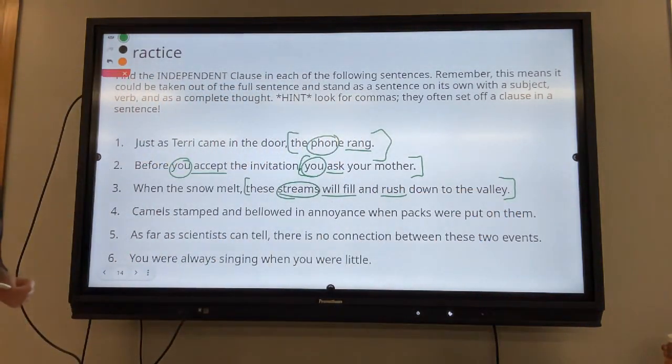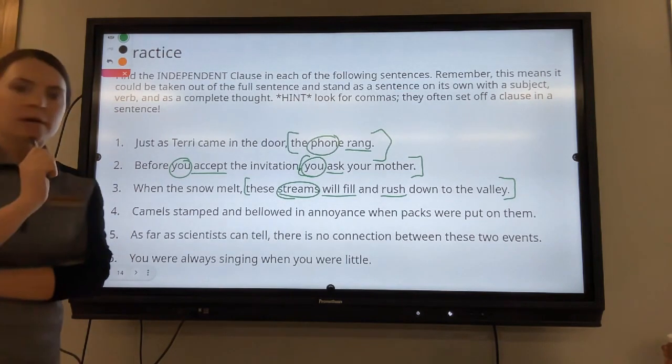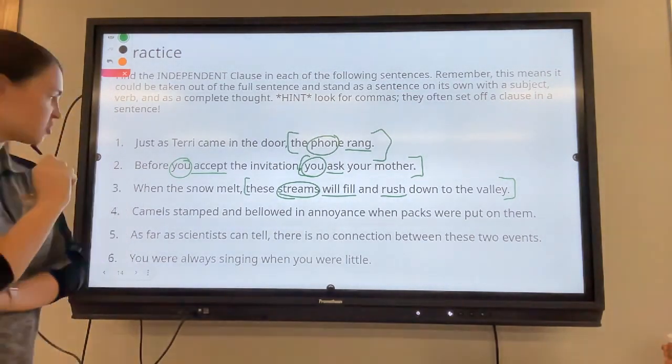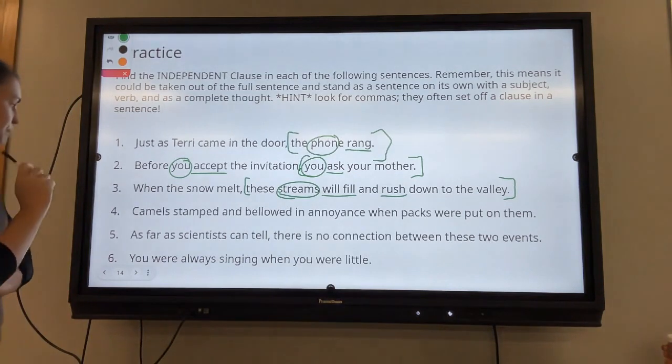Number 4, camels stamped and bellowed in annoyance when packs were put on them. No commas in this one. So how are we going to figure it out? Let's start at the beginning with a subject and a verb.